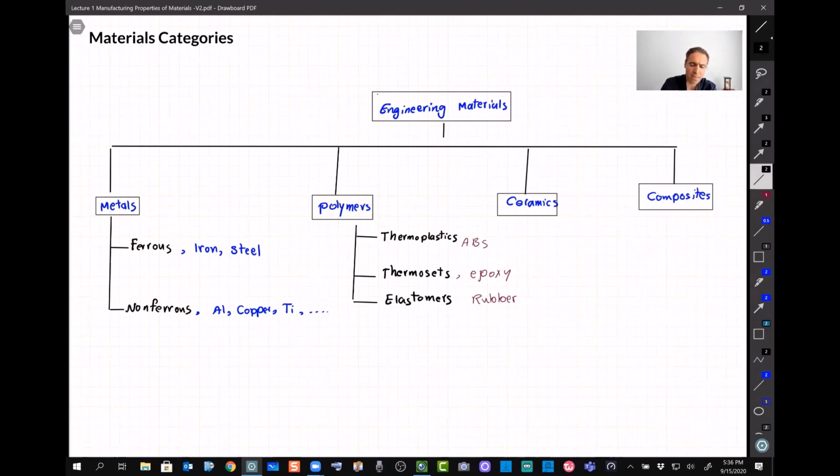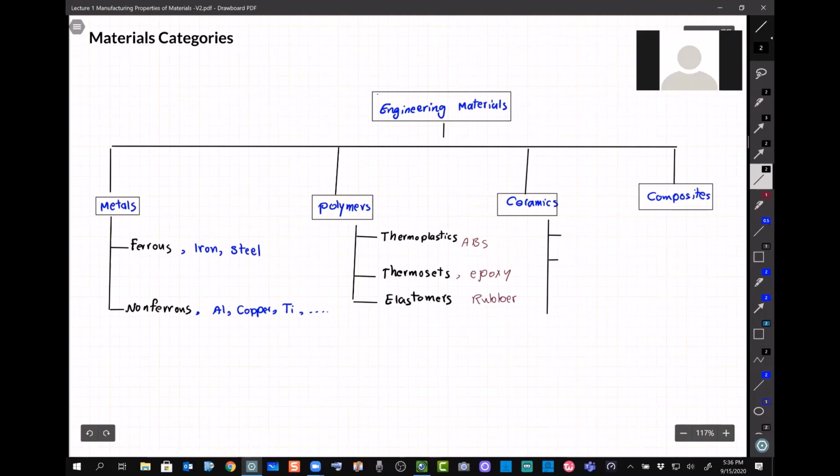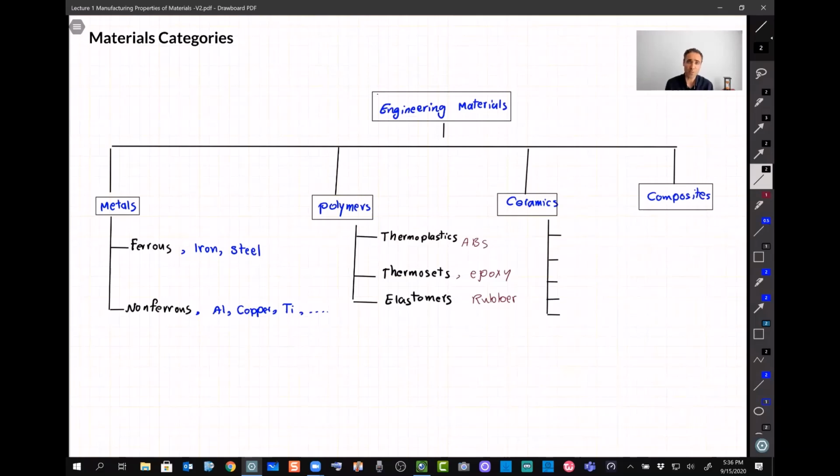Ceramics, again, we can break them into different categories. Sorry, can I interrupt for a sec? Yes, please go ahead. What is the difference between elastomers and the other two exactly? All right, I'm going to get to that point. But briefly, elastomers are very flexible. Thermosets are basically not flexible. But why they behave like that, we'll get to that point shortly.